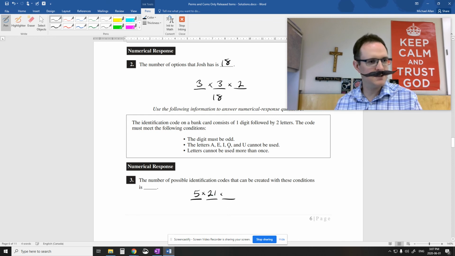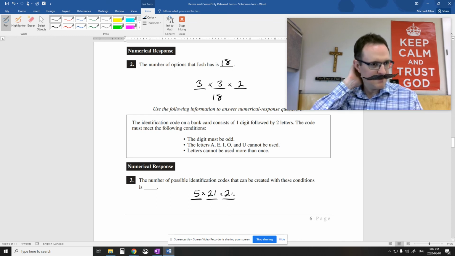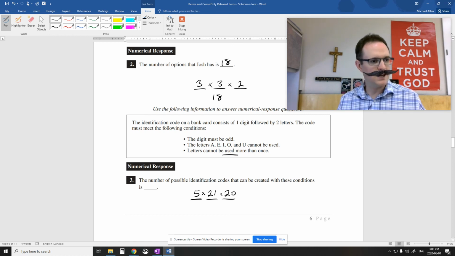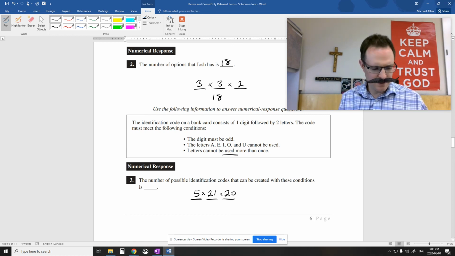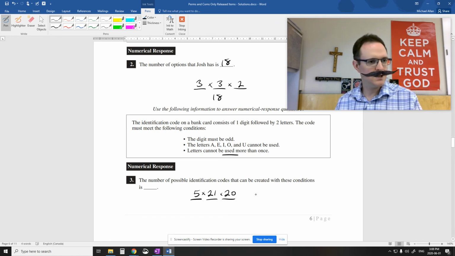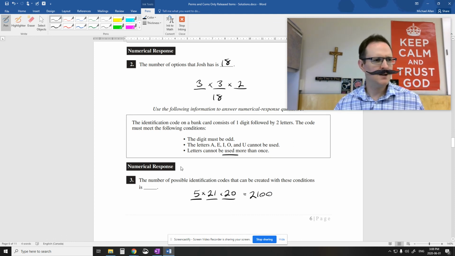So 21 after checking out those letters, but you can't repeat. Letters cannot be used more than once, so I had to just go down by 1 there. So whatever 5 times 21 times 20 happens to be, 2,100 different combinations can be created, or bank card combos. Cool.